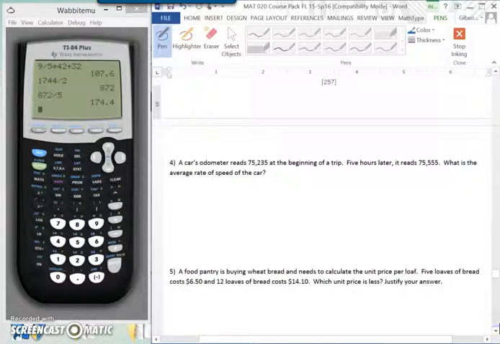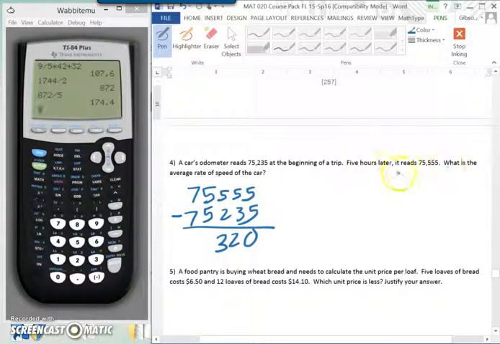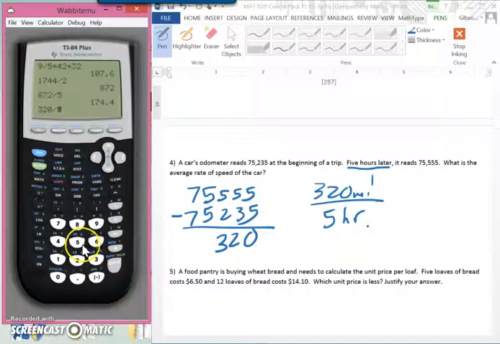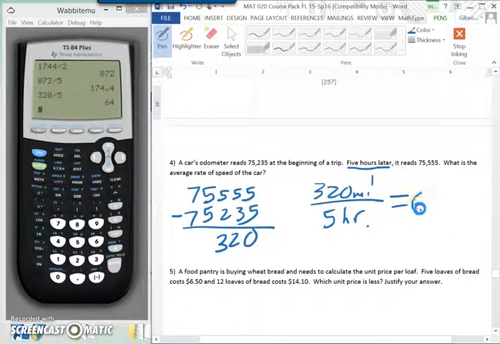Now, we go on to the next page. It says a car's odometer reads 75,235 at the beginning of a trip. 5 hours later, it reads 75,555. What is the average rate of speed of the car? So what you would do is you would take the new odometer reading minus the old odometer reading. Now, you can do this in your calculator, but this will give you 320. Now, it said it was a 5-hour trip, so it'll be 320 miles in 5 hours. Now, we want the average rate of speed, which is basically the unit rate. So we could take 320 divided by 5, and that would give us 64. So it'll be 64. You could put MPH, 64 miles per hour, or 64 miles divided by 1 hour.